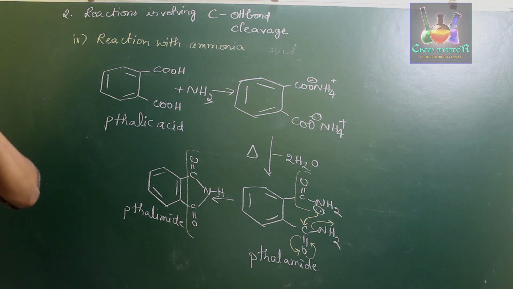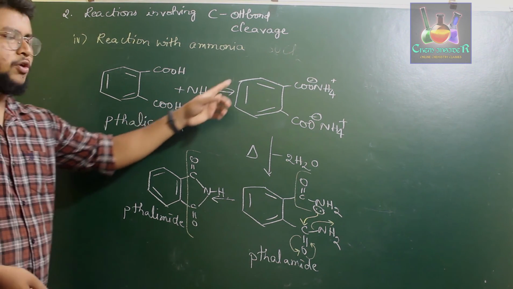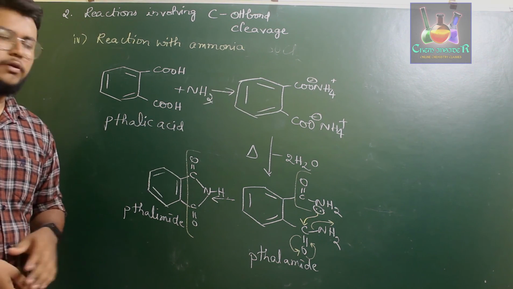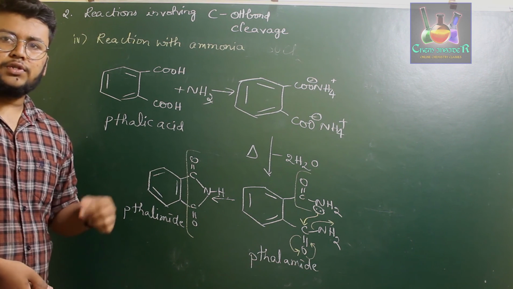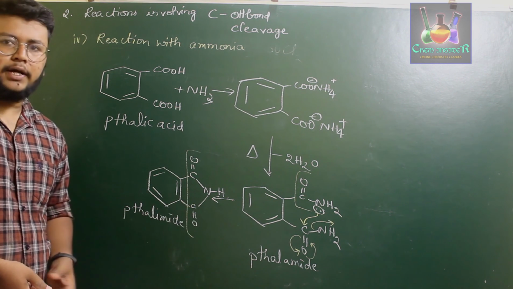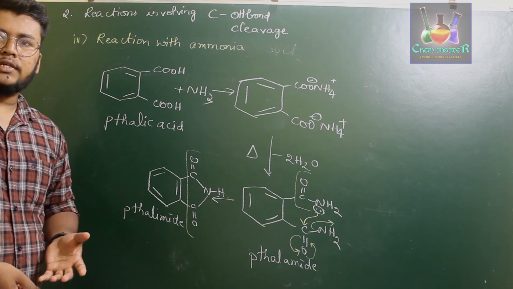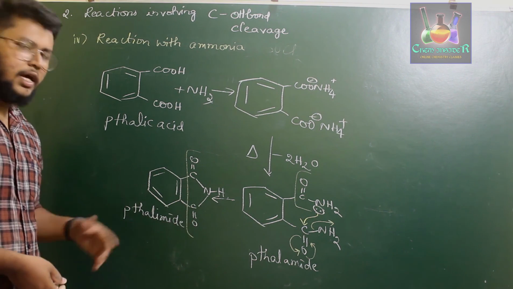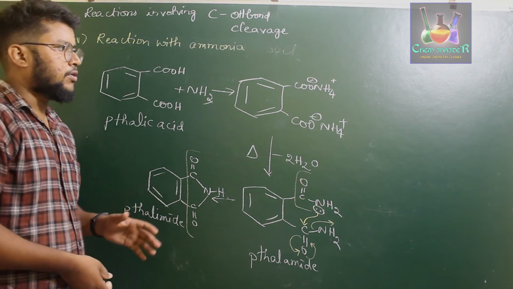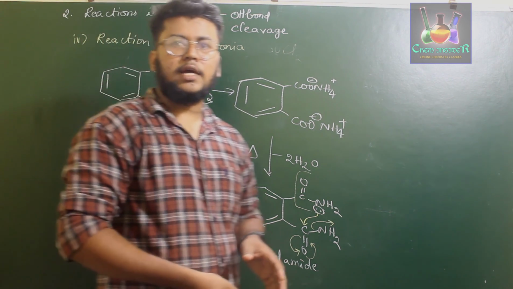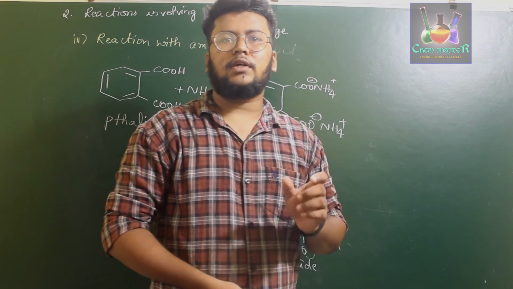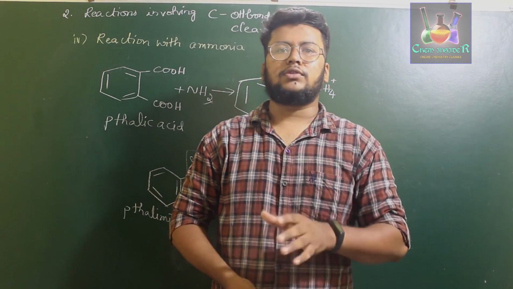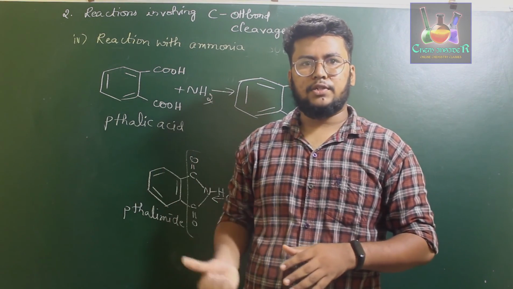So when you treat carboxylic acid with ammonia, they react to form an ammonium salt, which on heating loses a molecule of water to form amides. If they have multiple carboxylic acids, they lead to the formation of imides like phthalimide. So this is all about the four different reactions of carboxylic acid, which involve cleavage of the carbon and hydroxyl oxygen bond. I hope you have understood these concepts.